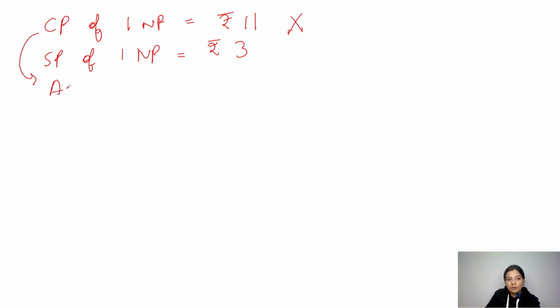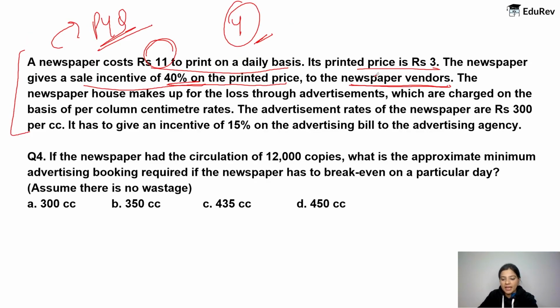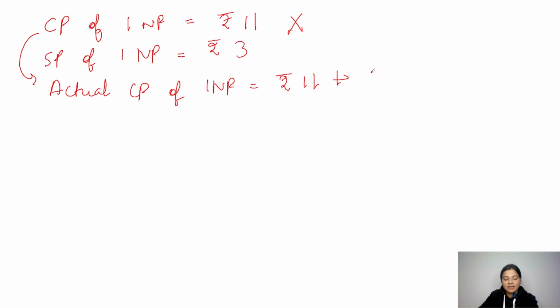If I want to write down the actual cost price which the company has to pay for one newspaper, it is its printing charges, that is rupees 11, plus the sales incentive that they have to pay. So sales incentive is nothing but 40% of the selling price or the printed price, that is rupees 3. So you know 40% is nothing but 2 by 5. So 2 by 5 of 3. So this is the actual cost price. When you add all this up, you get 12.2 rupees.